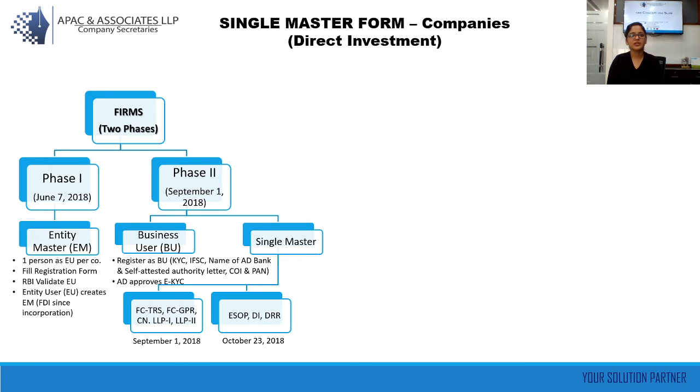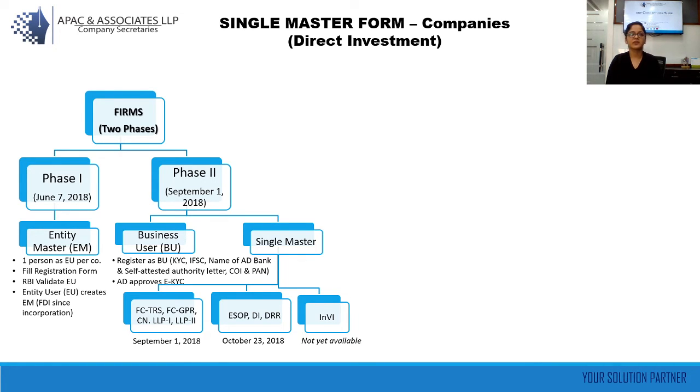Form DRR, issue transfer of depository receipts. Form DI, reporting of downstream investment, indirect foreign investment in a company or LLP. And third is not yet available, that is Form INVI, reporting of investment by a person resident outside India in an investment vehicle. Moving forward, we will discuss the process involved in filing of Form FC-TRS, FC-GPR, ESOP, CN and DRR.